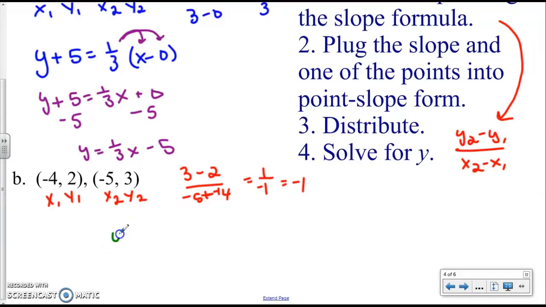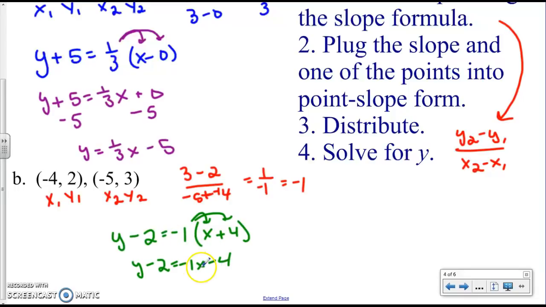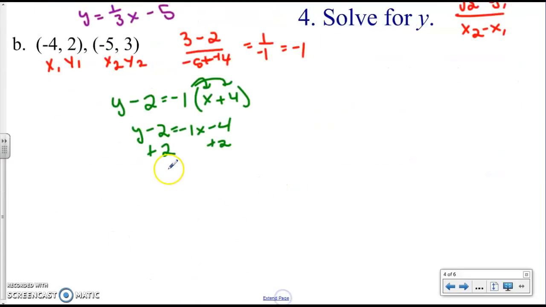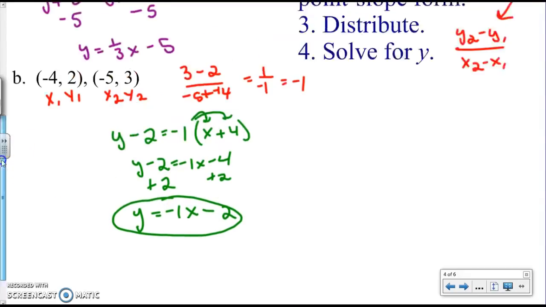So we have y minus y1, so it changes the sign, equals m, which is negative 1, times x minus negative 4, again changes the sign. And then because the directions say slope-intercept form, we're going to distribute. Okay, so negative 1 times x is negative 1x, negative 1 times 4 is negative 4, and then add 2 to both sides. So when I add 2, I get negative 1x, and then negative 4 plus 2 is negative 2. Final answer there.